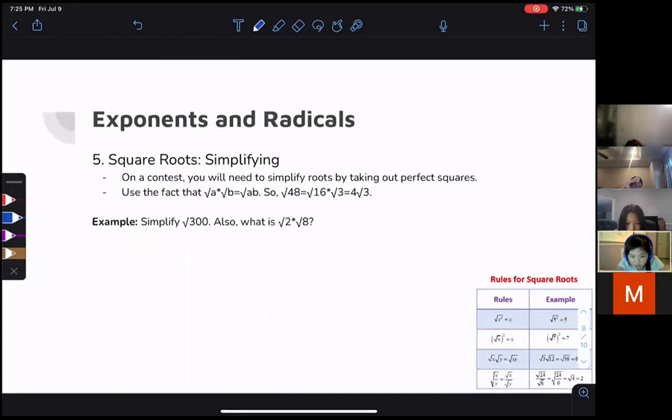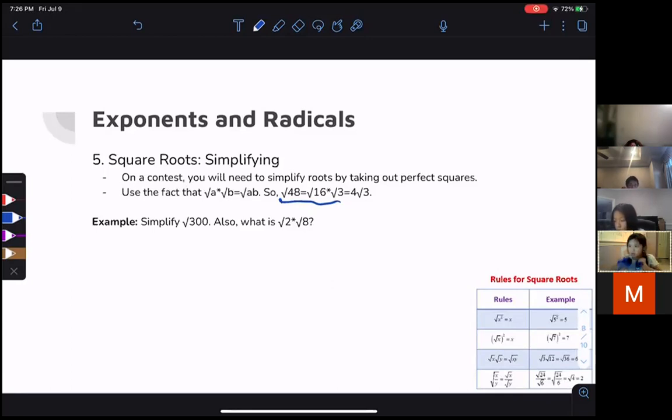Exponents and radicals. For simplifying, you will need to make sure that a radical is in simplest form, that it's square free and cube free. For example, the square root of 48 here is the square root of 16 times the square root of 3. And the square root of 16 is 4. And you can't extract any more squares out of 3, so then the answer would be 4 root 3.